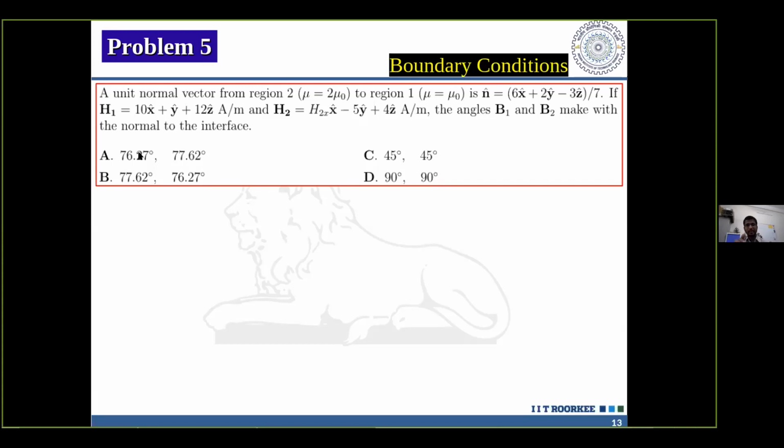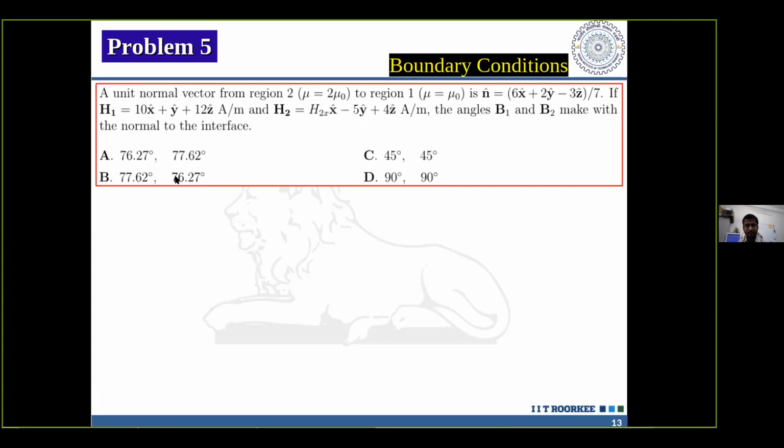So quantities will most likely be adjusted in such a way that you will not need to use a calculator. But if you need to get angles such as 76.27 and 77.62, you will certainly need a calculator. But don't worry, such kind of problems will not be there. This is just to illustrate.